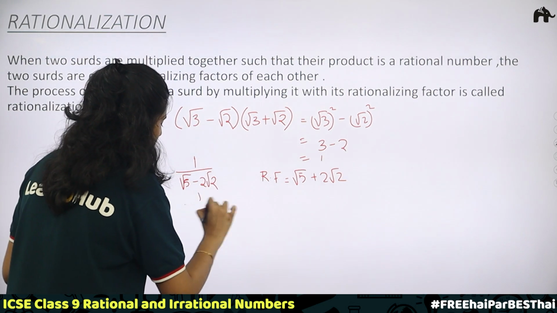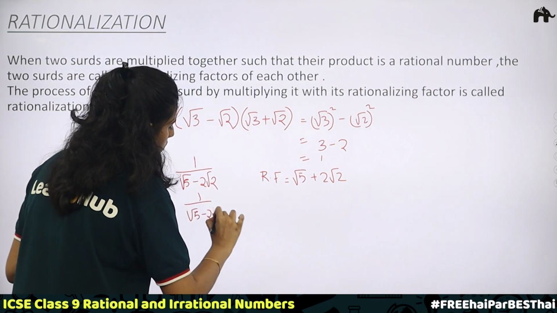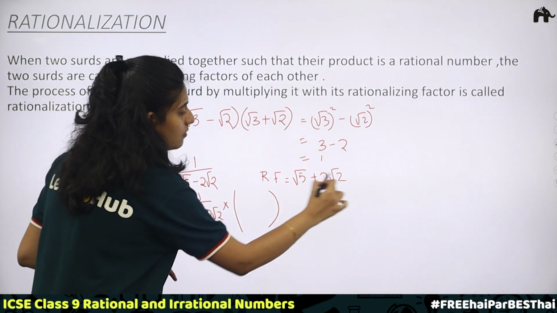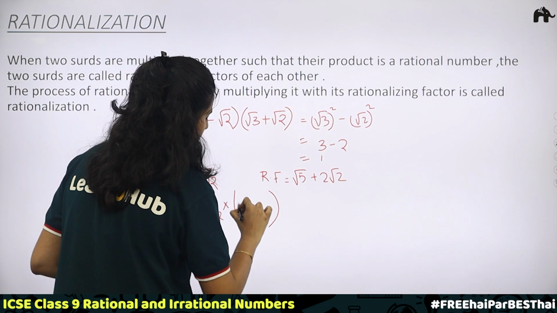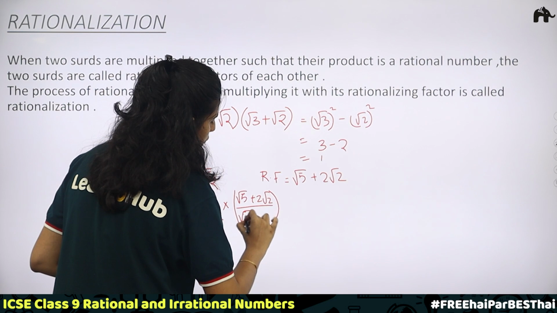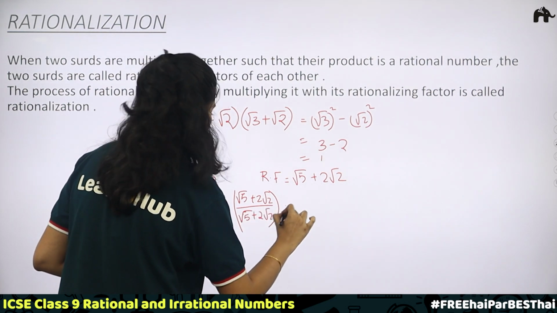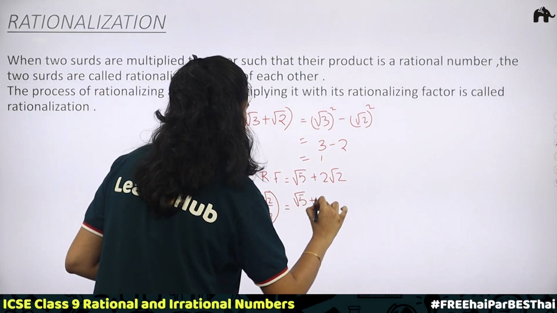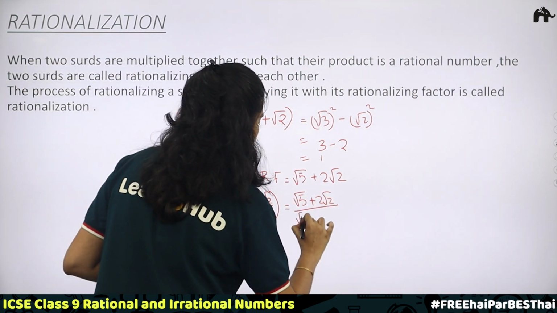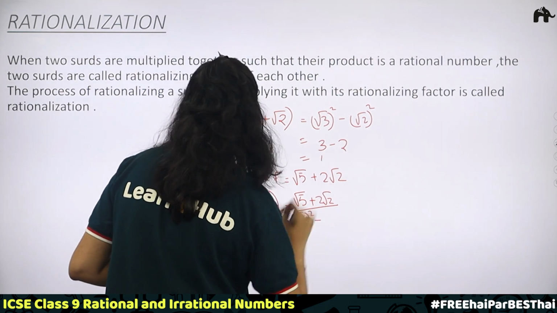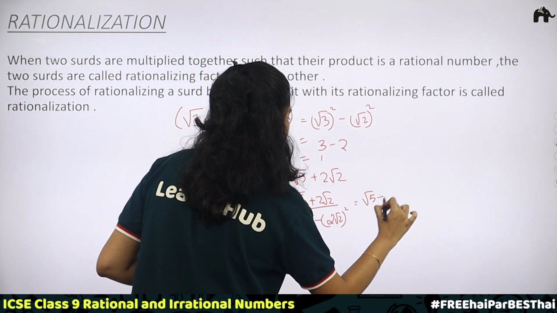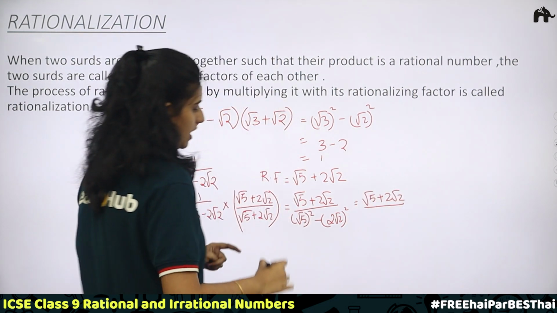That is, 1 by root 5 minus 2 root 2, in the numerator and denominator you are going to multiply with this conjugate, that is root 5 plus 2 root 2 divided by root 5 plus 2 root 2. In the numerator, you will be getting root 5 plus 2 root 2. Denominator, (a plus b) into (a minus b) form, that is root 5 square minus 2 root 2 whole square.